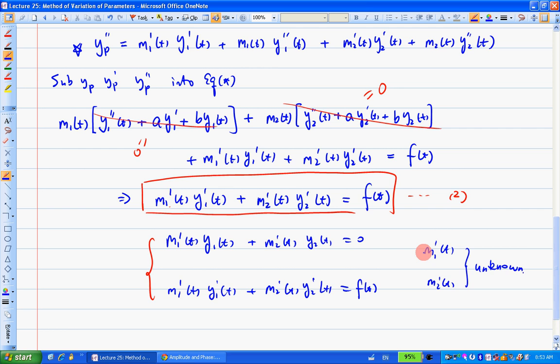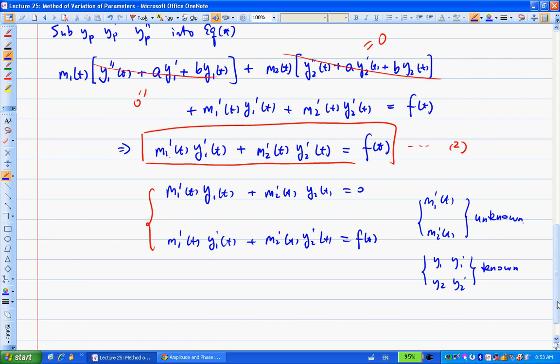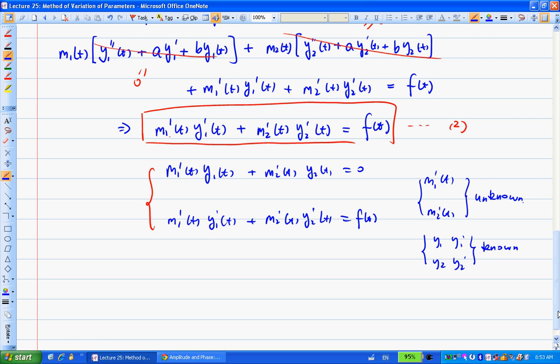And y1 prime, y2 prime, those are known, right? Those are known here. So you're basically solving a set of linear equations, right? Except that you're not solving for a number, you're solving for a function. Okay? So how do we solve this one now?